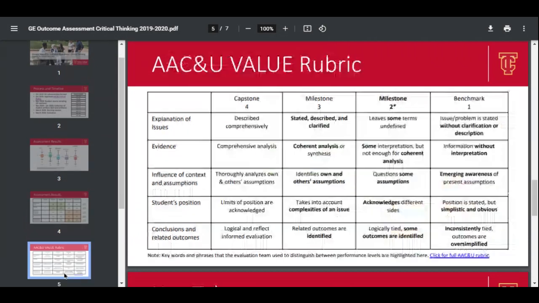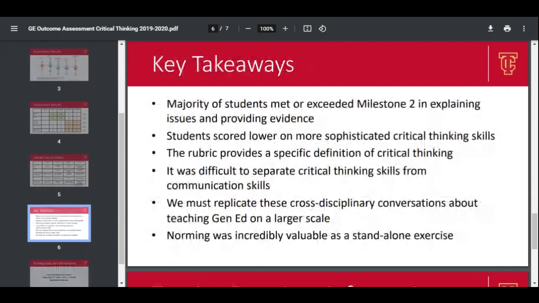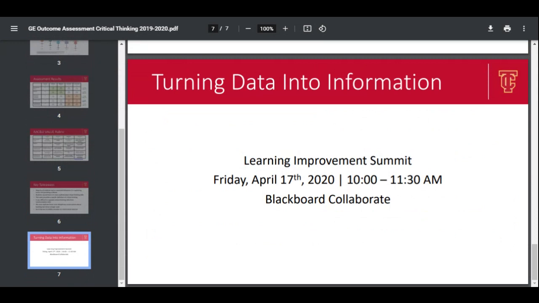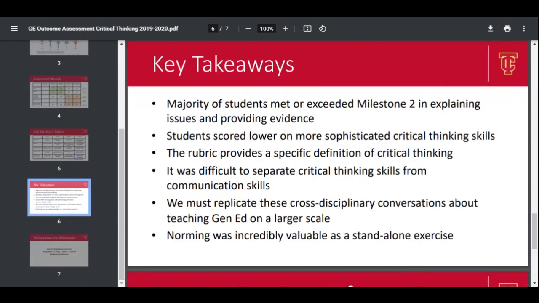From there, again, we share the rubric and the way that we abbreviated it. Key takeaways are on here as well. I'm not going to go through each one. And then a little bit more about the data, where to find more information. Now, for this specifically, this led to conversations on campus. Learning Improvement Week of 2020 was a lot about the results and discussion related to our findings for critical thinking. This was revitalized at last week's Learning Improvement Week.